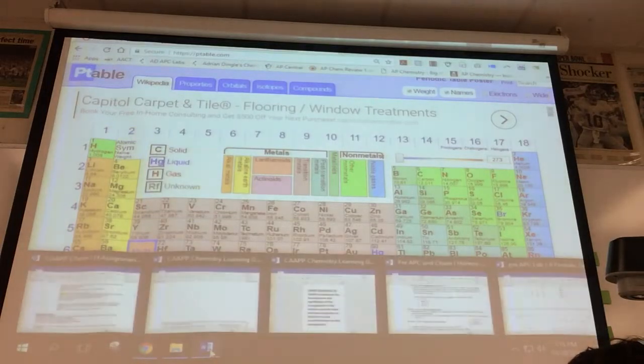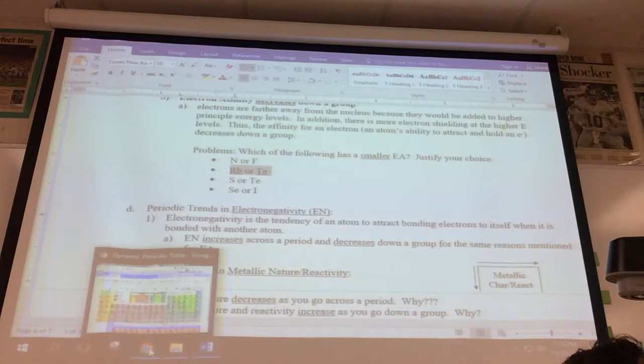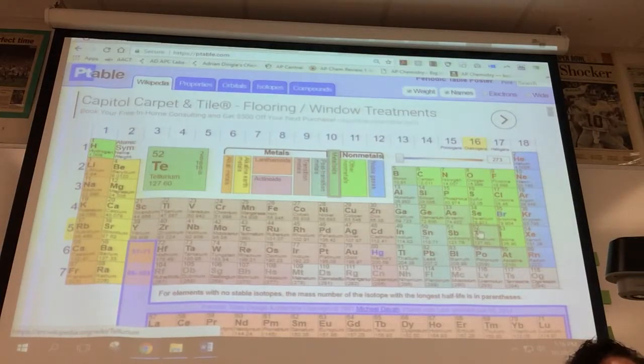All right, let's look at what happens when you're in the same group. Strontium or tellurium. We want to know which has the lower. Strontium or tellurium. First of all, what happens to electron affinity as you go down? It gets smaller. So which has the smaller one? Tellurium. And let's look at why tellurium has a smaller electron affinity.